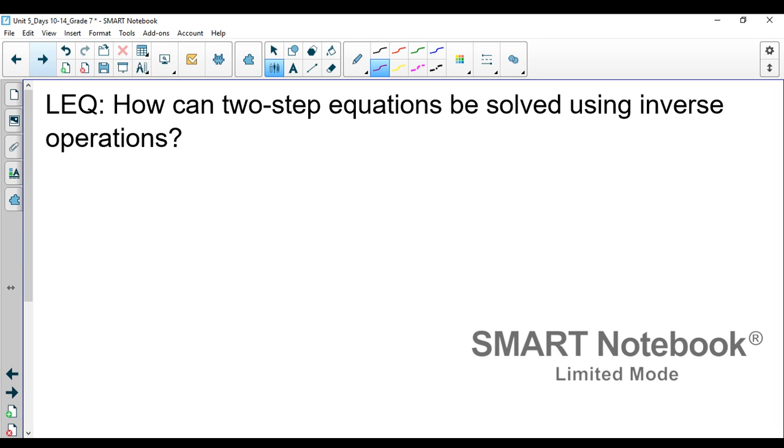Today's lesson is going to be working with two-step equations. How can two-step equations be solved using inverse operations?